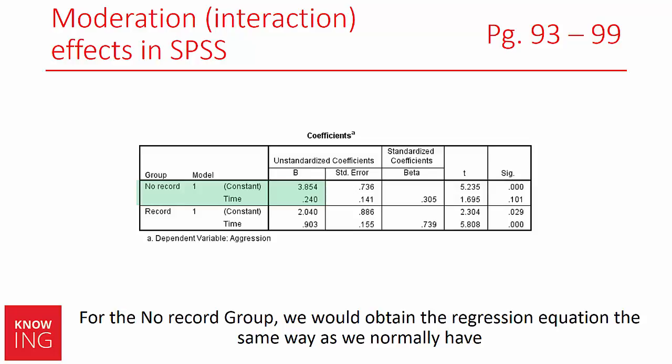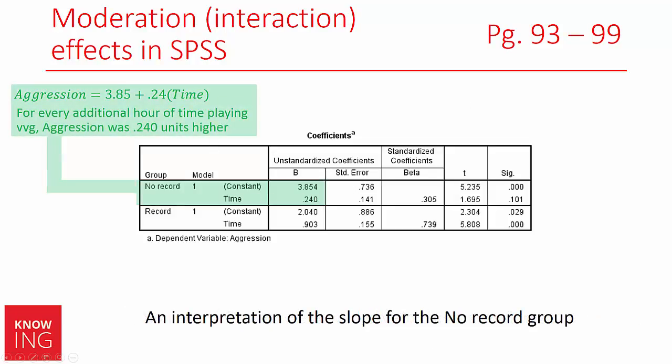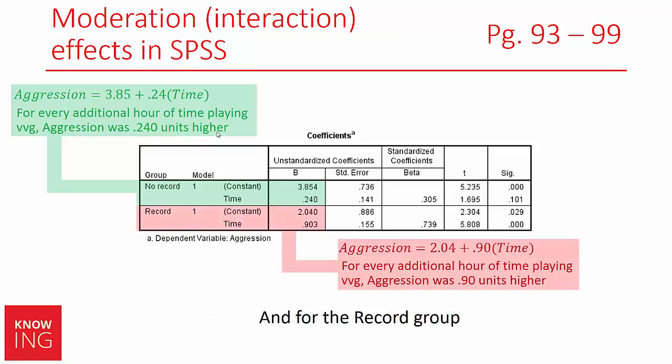For the no record group, we can obtain the regression equation the exact same way we've done before. So we look at the values in the unstandardized coefficients beta column. Here we can see the constant is 3.854, or 3.85 to 2 decimal places, plus 0.24 multiplied by time. If you recall from, I believe it's week 2, when we're interpreting the basic slope, all we're doing is looking at the value in front of the predictor and saying something like, for every additional hour of time spent playing violent video games, aggression was 0.240 units higher. And we do the exact same thing for the second group as well.